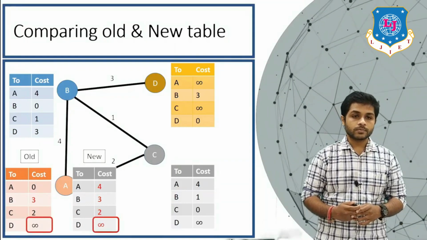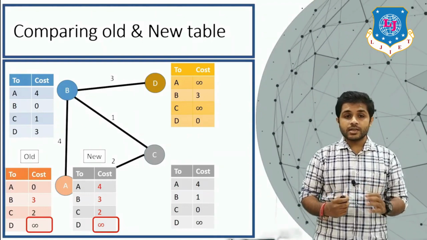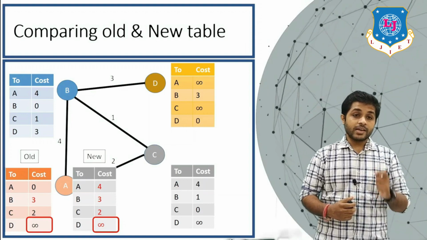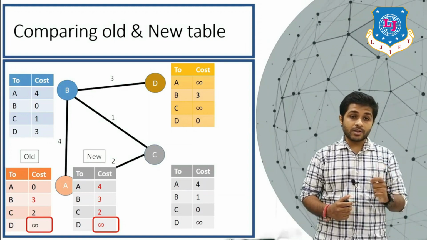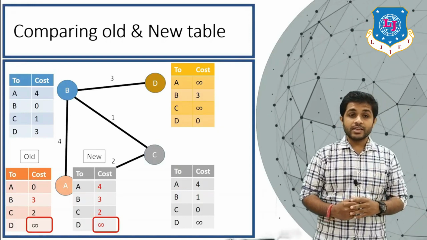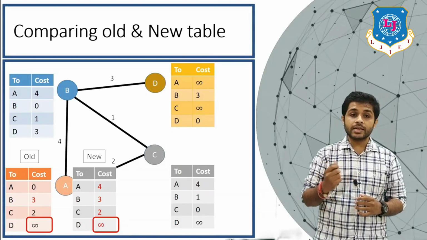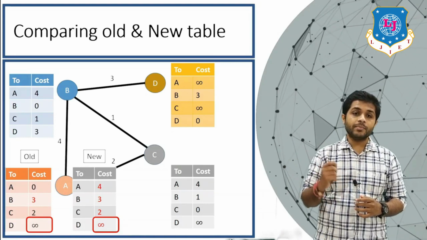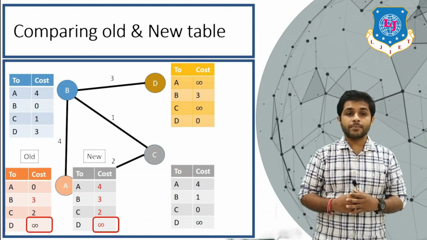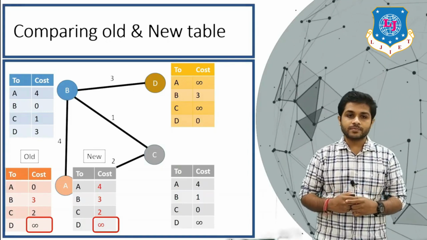So right now, device A still doesn't know how to reach device D, but device A has found the minimum path to reach device B. So from this entry, if device A reaches device B via C, then it can reach at minimum cost. And what was the previous cost? The previous cost was 4. So after sharing, it has updated its table.